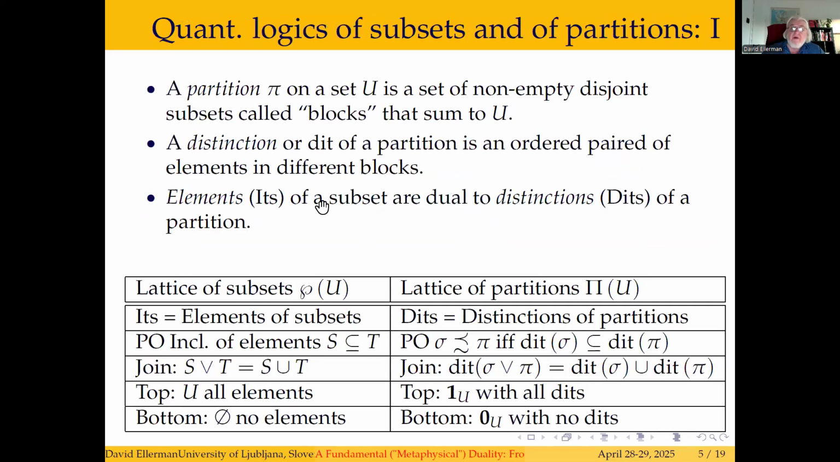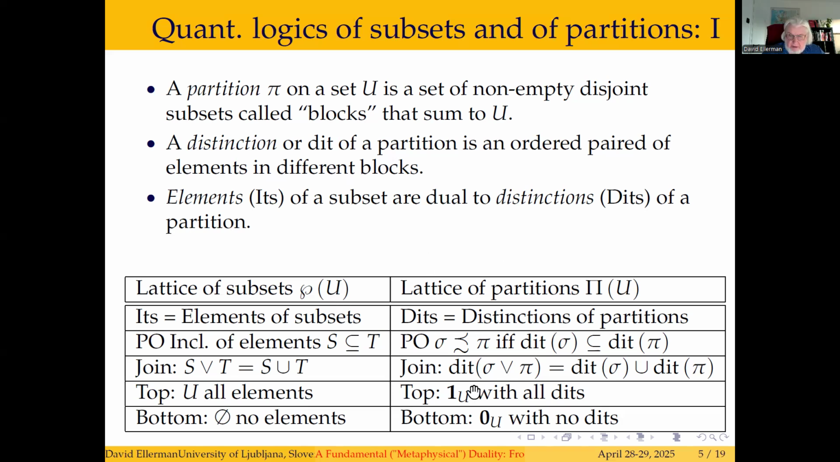So let's now go to the quantitative version of these two logics. A partition on a universe set U, which we'll take to be finite, is a non-empty set of non-empty disjoint subsets called blocks, and they sum to U. So the universe set is divided up into these disjoint blocks, and their union is the whole set. A distinction is an ordered pair of elements from two different blocks, and elements of a subset are dual to distinctions.